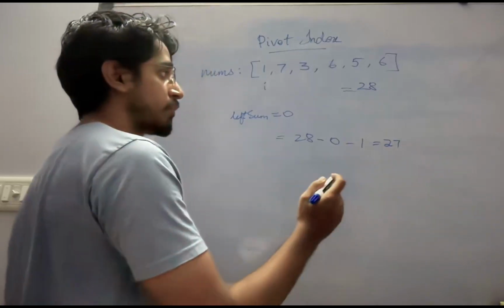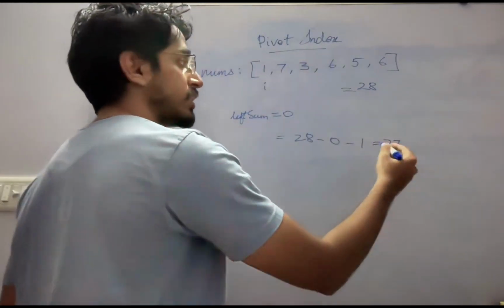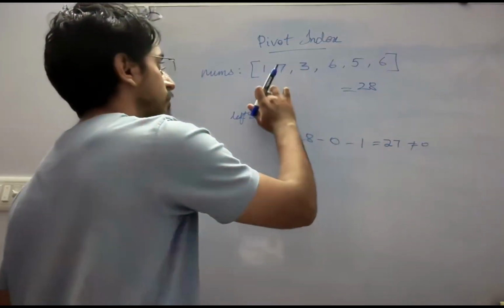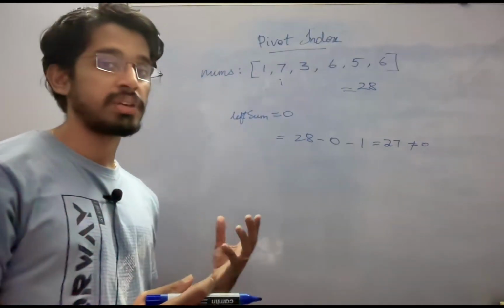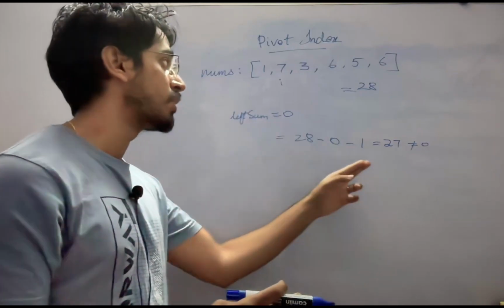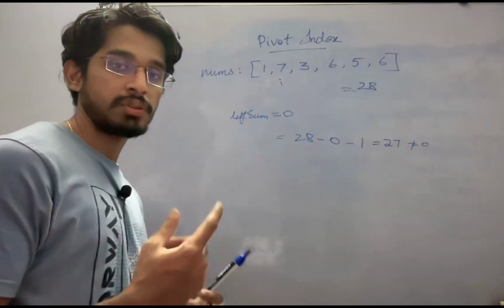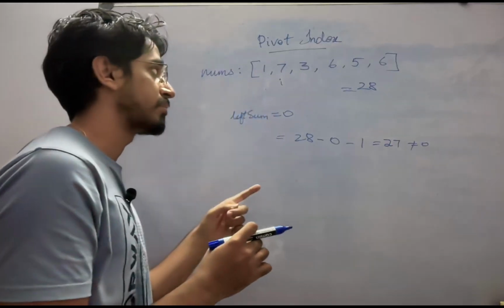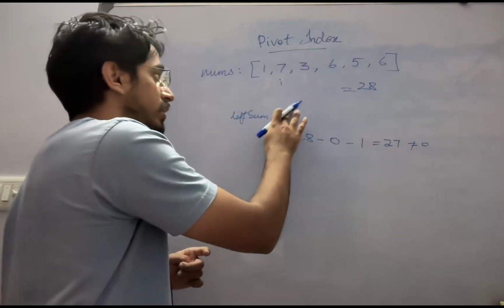Now we need to compare the new value of left sum to the old value of that. 27 is not equal to 0, so we increment I, and then keep doing the same process until we find that the old and the new value are equal. That will be the pivot index. Once we increment the value of I, we also need to update the value of left sum, which is the sum on the left side, so this becomes 1.